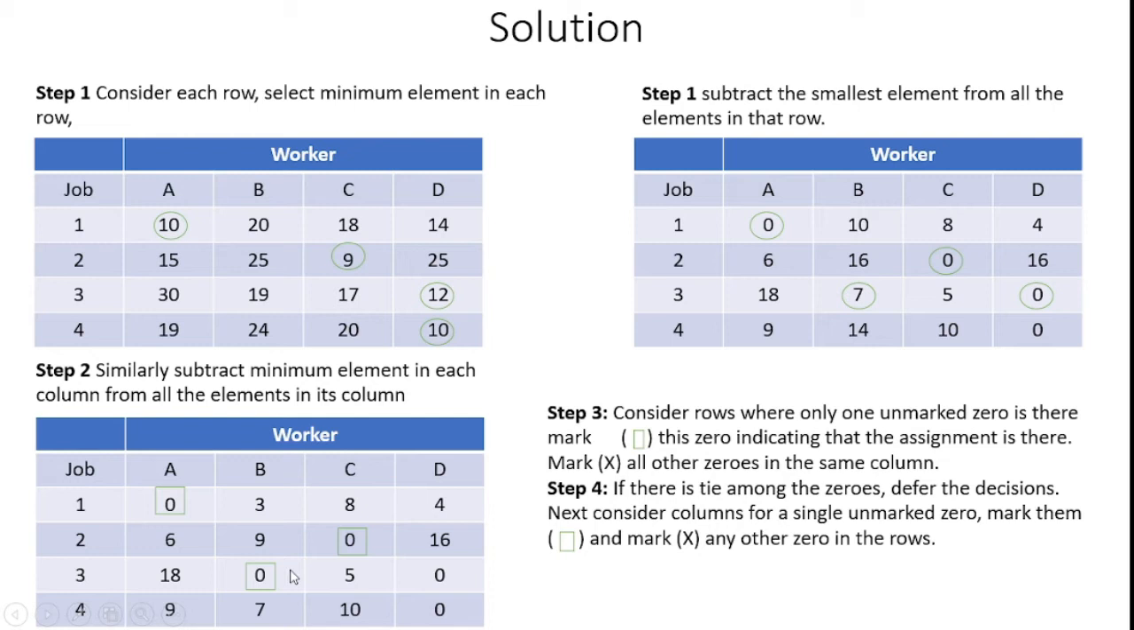Likewise we can work further and further. Here, what is the rule? According to step 2, we can subtract the column element also. We can move to step 3. Consider rows where only one unmarked 0 is there, then mark it with a square. This 0 indicates that the assignment is there. This square box 0 indicates there should be an assignment.